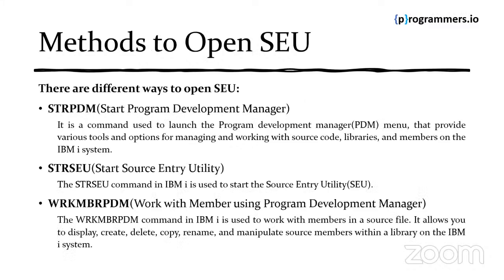There are different methods to open SEU. IBM i provides different ways to open SEU. The first one is STRPDM, the second is STRSEU, and the third is WRKMBRPDM. Basically, these are all commands we can use to open SEU. STRPDM stands for Start Programming Development Manager. We can use this command to launch the Programming Development Manager, which provides a lot of tools and options so we can work with source members, libraries and objects of the system.